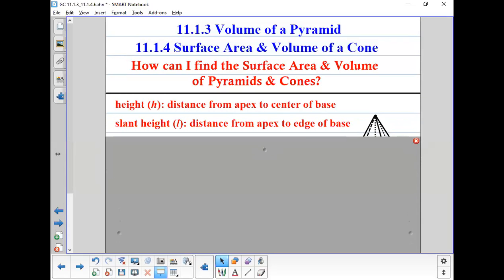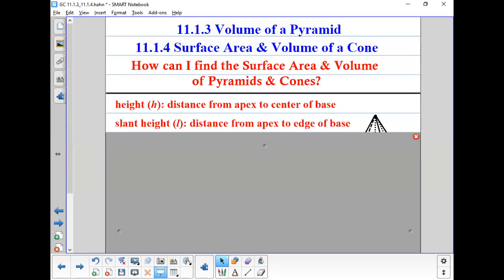So before we start, we need to talk about the difference between height, which is the distance from the apex to the center of the base, and that is true whether it's a pyramid or a cone. And then the slant height, which is the distance from the apex to the edge of a base.